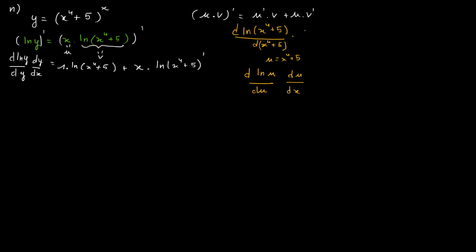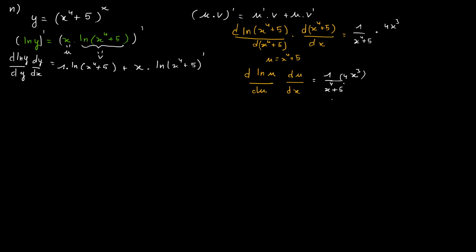So if we write it out over here, we get the derivative of x to the power of 4 plus 5 with respect to x. In either way, we get 1 over x to the power of 4 plus 5 times 4x to the power of 3. And here we can do the same: we get 1 over u times the derivative of u, so 4 times x to the power of 3. Let's not forget to substitute u back in, and we get x to the power of 4 plus 5.